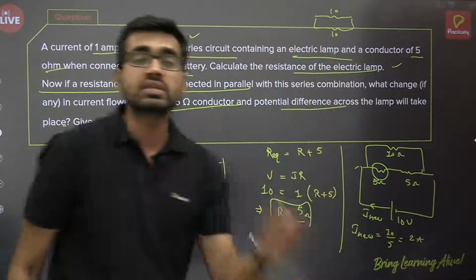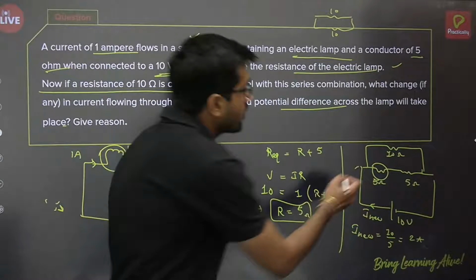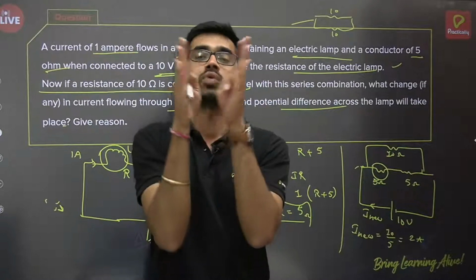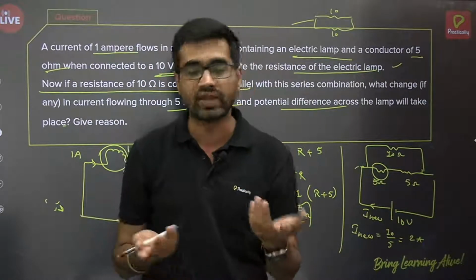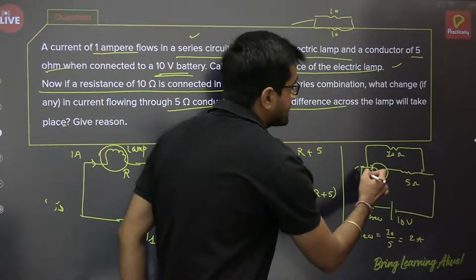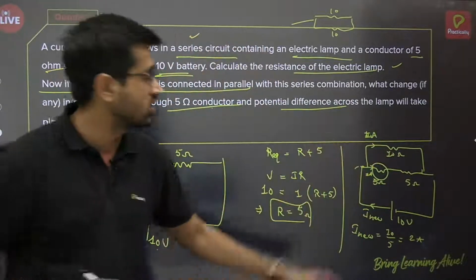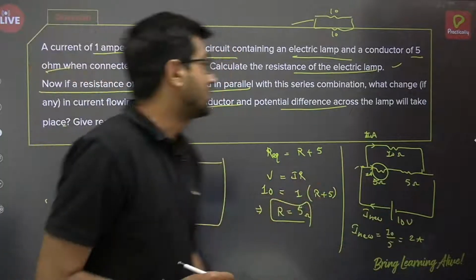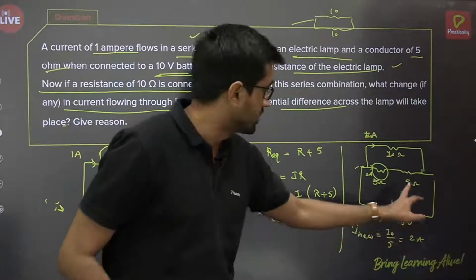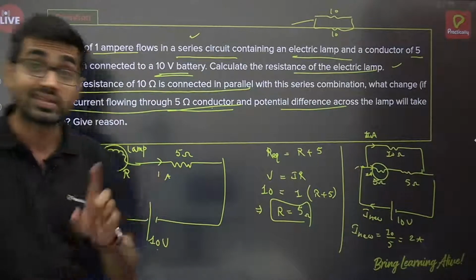Since the current flowing through this whole circuit is 2 ampere, the moment it reaches the junction, it has to split. If the resistances are equal, the current will split equally. You can also apply V is equal to IR, but don't waste your time. So 1 ampere will go through this branch and 1 ampere through the other, because the total current is 2 ampere. This means the current flowing through the 5 ohm conductor remains the same. The 5 ohm is still getting the same 1 ampere. Previously also it was getting 1 ampere. Nothing has changed.